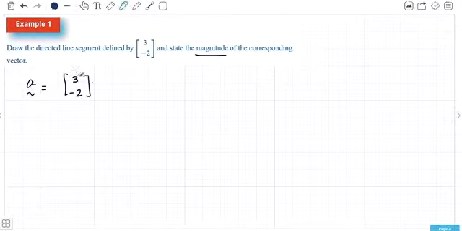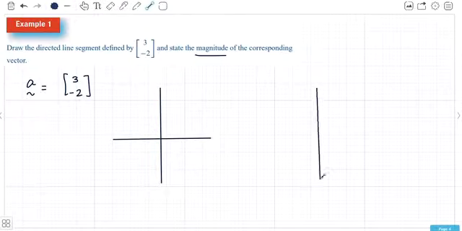Now this means that our vector has to be 3 across and then has to go down negative 2. Because it doesn't say anything about where this vector has to originate, you could start this any way you want. I'll do a couple of examples. I'll put one there, another one here. Remember that each of these is x and y.